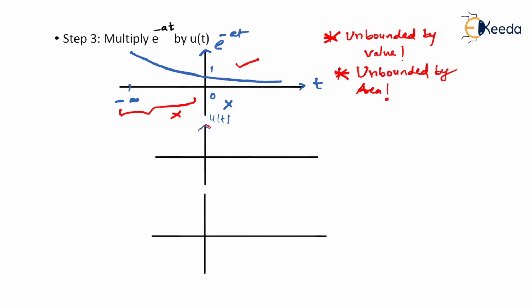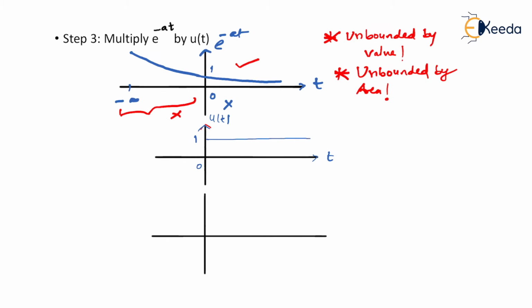So we'll see how it exactly happens. This time I'm going to multiply this with u of t. You know that the unit step signal is 1 when t is greater than 0 and it is equal to 0 when t is less than 0. So like this. Now what is happening is I'm multiplying e to the power minus at with u of t.